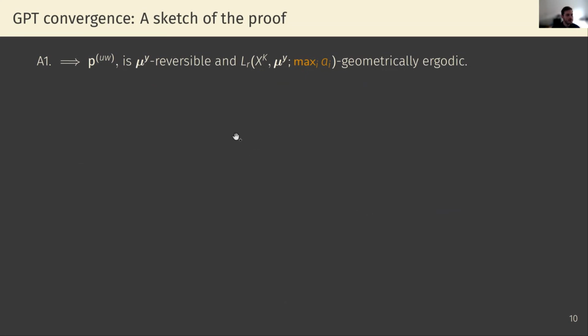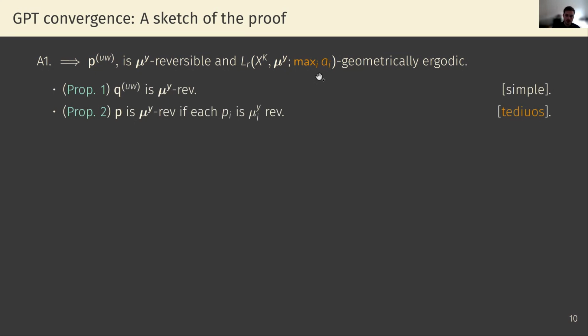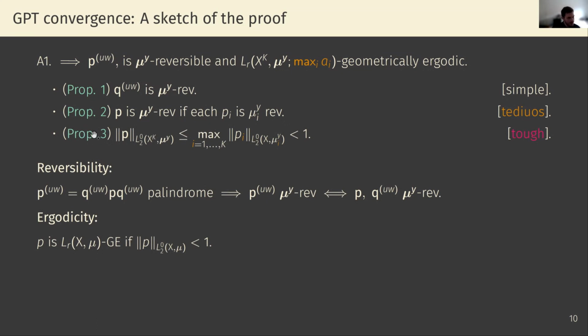So just a bit of a sketch of this proof. The first part is that PUW is mu I bold reversible and geometrically ergodic with respect to such a measure. To show this, we rely upon three propositions. The first one is to show that Q bold is mu I reversible, which is fairly straightforward to do. The second one is that P bold is mu I bold reversible if each of its components is mu I reversible, which is straightforward but also a bit tedious. And the third proposition is to show that one can upper bound the operator norm of the joint Markov transition kernel P by the maximum of the operator norms of each individual Markov transition kernel.